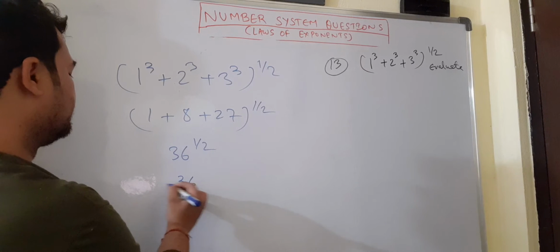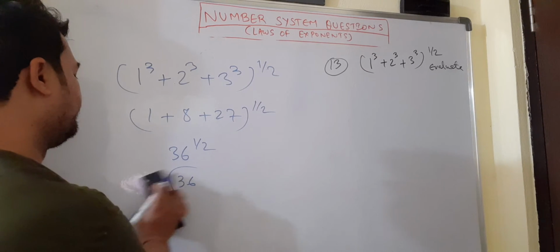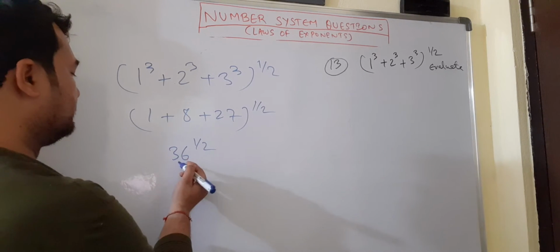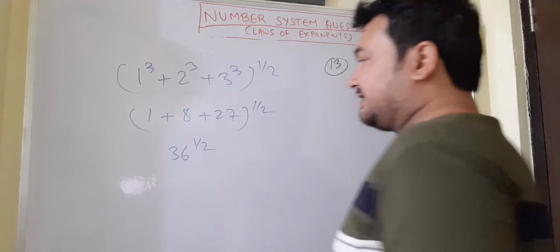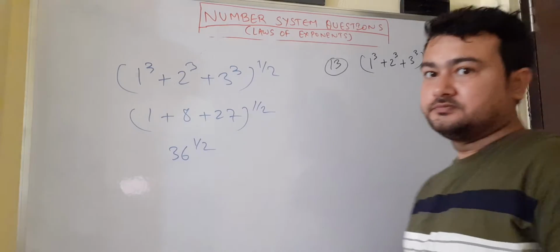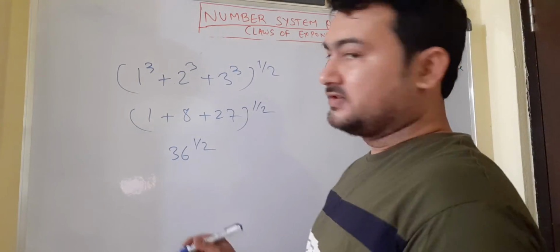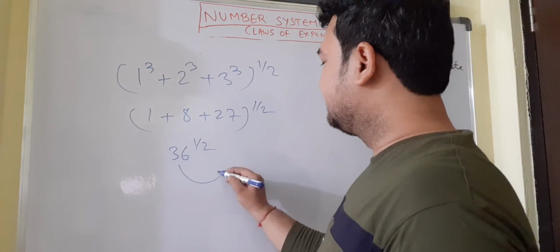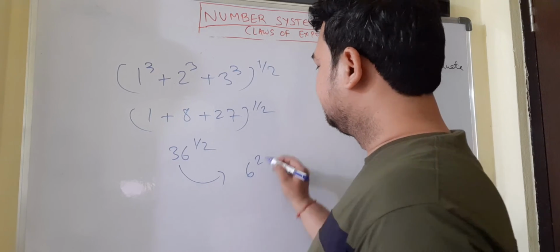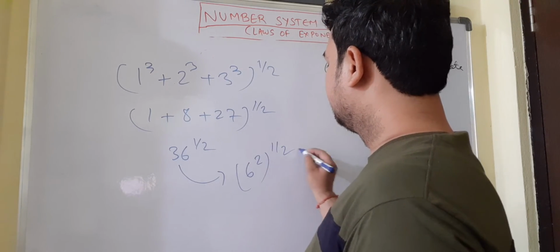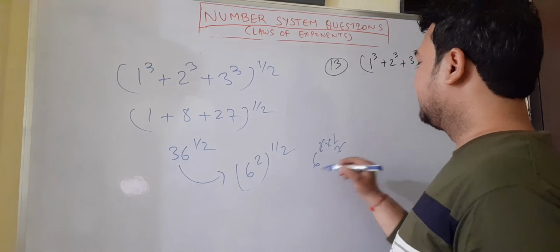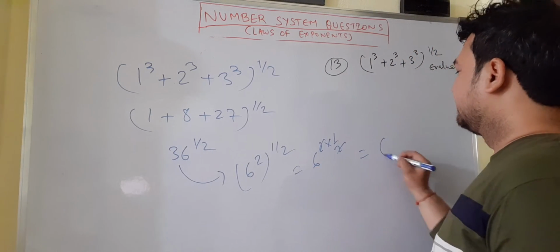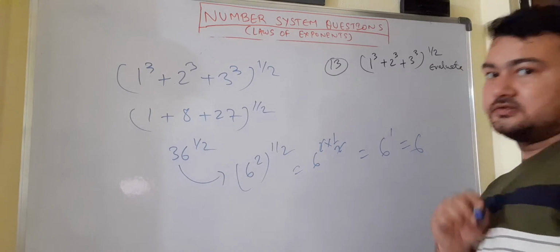That is, it is what? It is the square root of 36. So, what numbers when multiplied by itself gives 36? 6. You can write it as 6 square. 2, 1 by 2, cancel out each other. 6 to the power 1, that is 6.